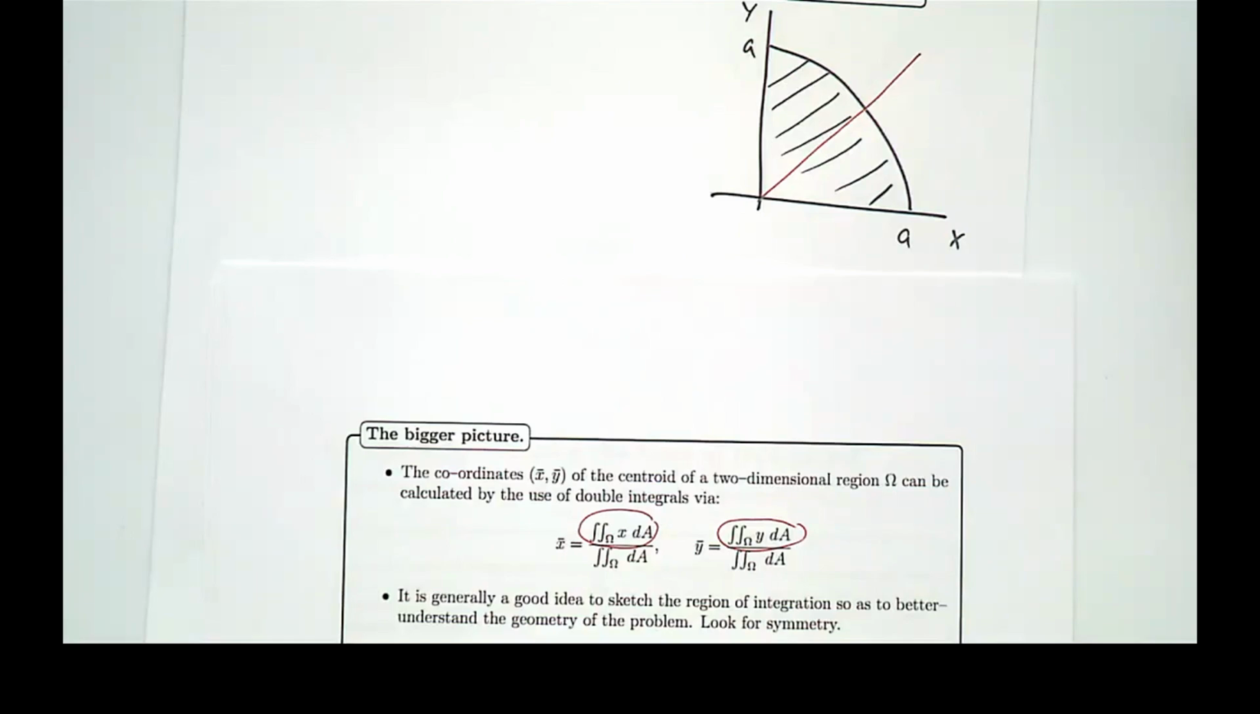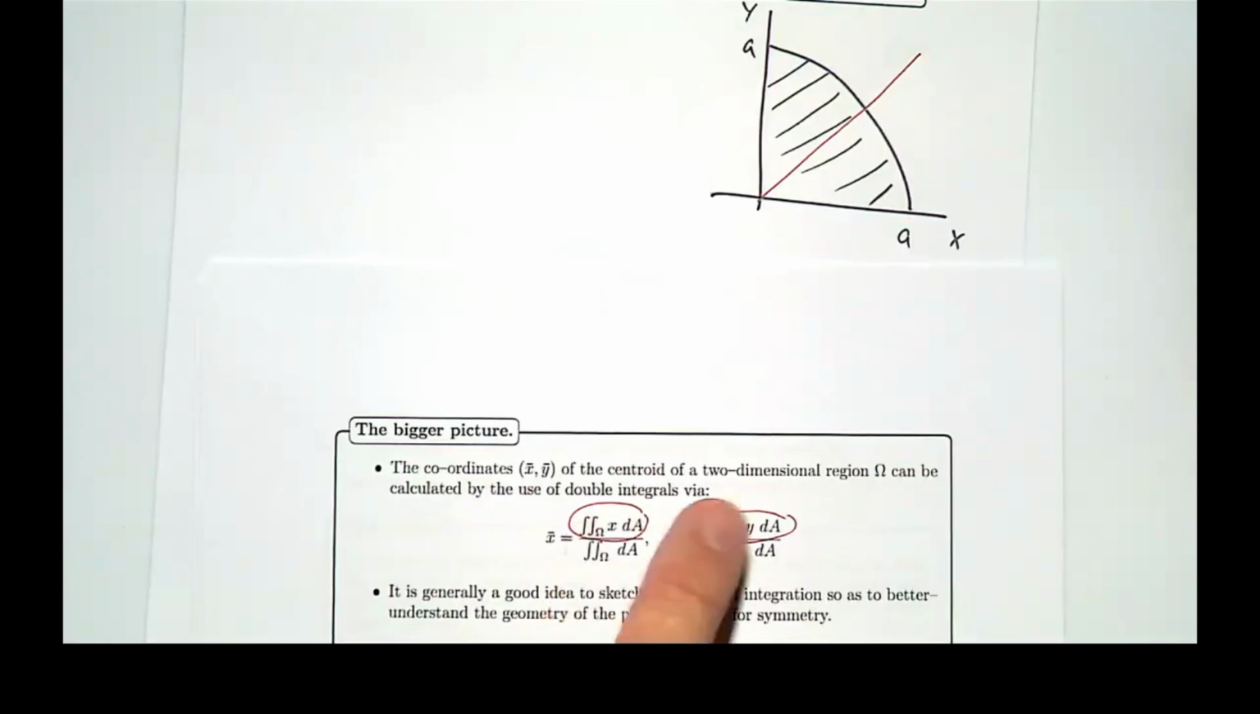So it's a bit like an average, because you're dividing something by something else, but that's the way I remember it. It's the first moments about each of the axes divided by the area of the shape that you're working with. Okay? So that and that, they're known as the first moments, at least in this case, and then the bottom bits are the total area. Okay? So let's use that.